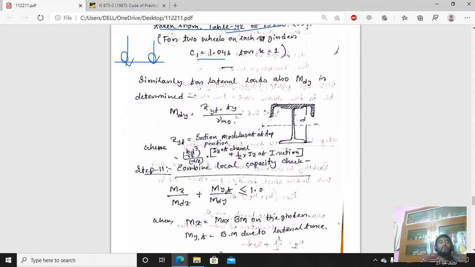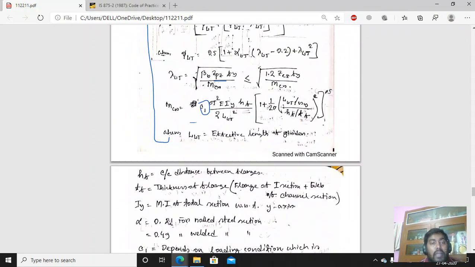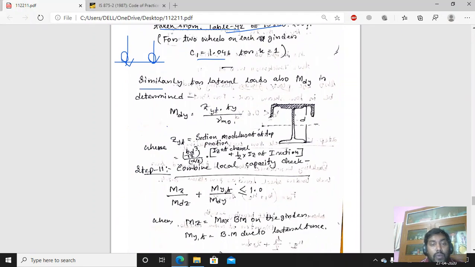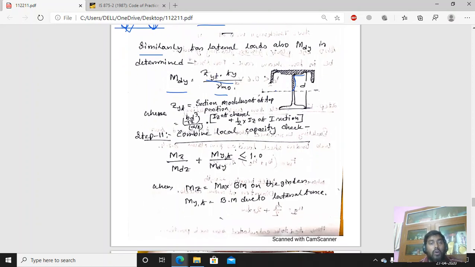Now here we also have to check the local moment capacity. For that we have to determine the MDY. MDY is determined from the formula ZYT into fy by gamma m0. ZYT is the section modulus of the top portion from the CG of the top portion, BD cube by 12 divided by D by 2, IZ of the channel plus half of the IZ of the I section. That is the value of ZYT. We have to use the value here and determine the value of MDY.